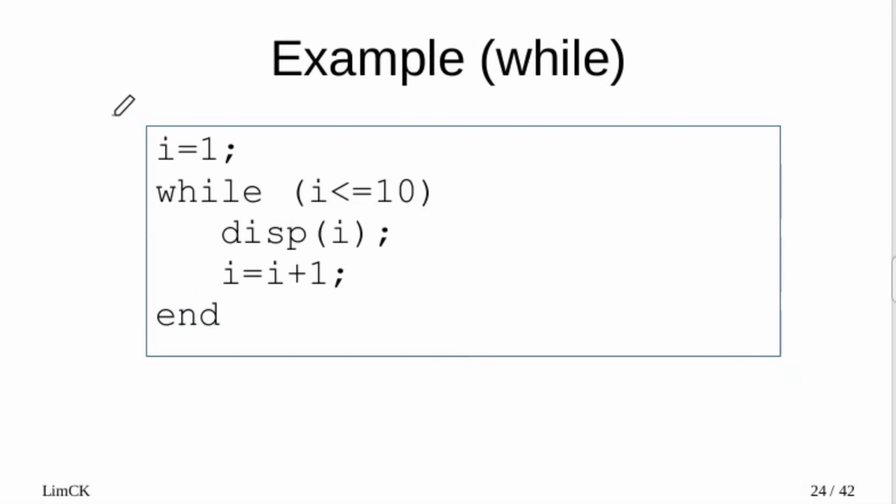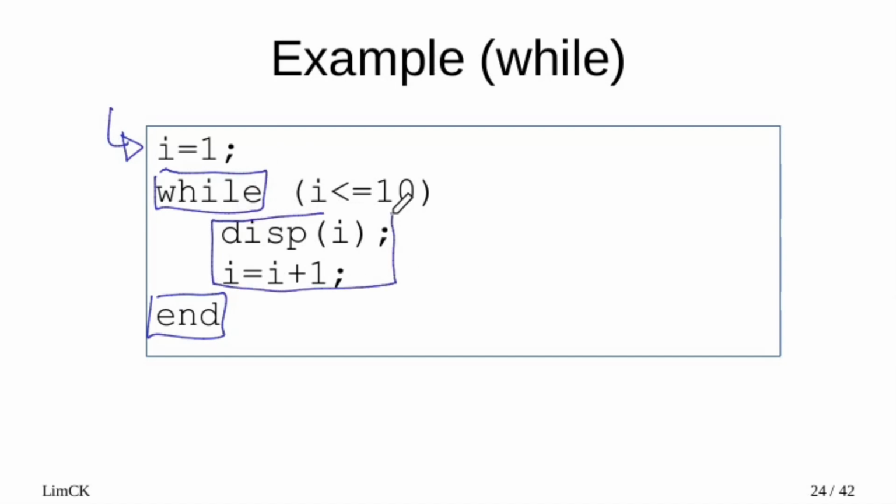Let's say we start with I equal to 1. Then I have a while loop. We start with the while keyword, and of course you have to end the while with an end here, just like for or if. This is the body of the while, this is what you do, and this is the condition. The condition to stop the while is I must be less than or equal to 10. While this is still true, you will repeat the body of the while.